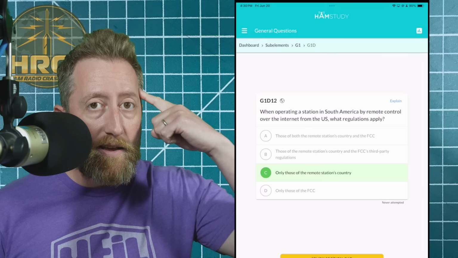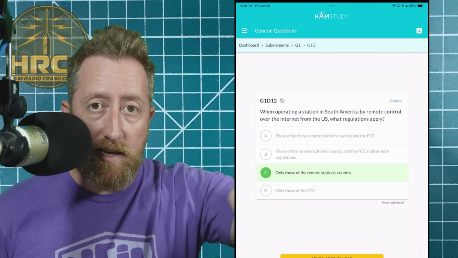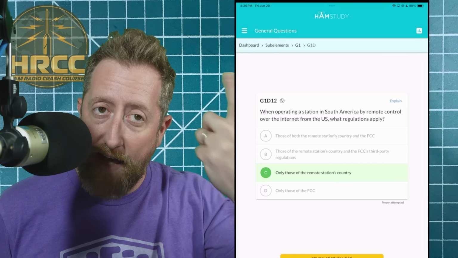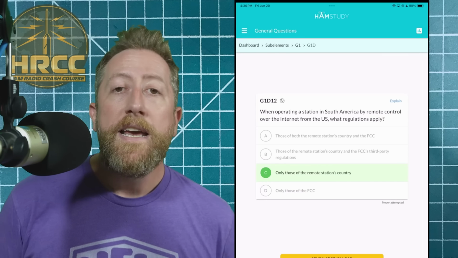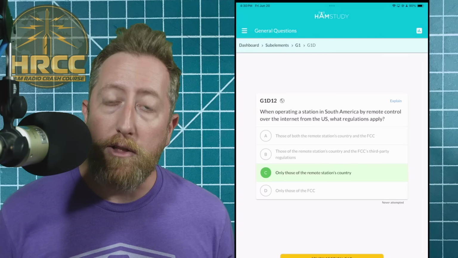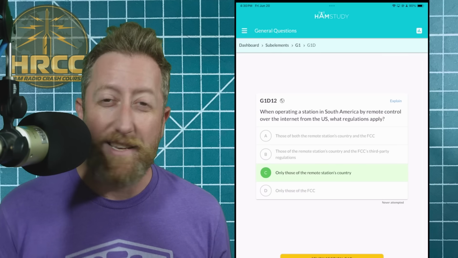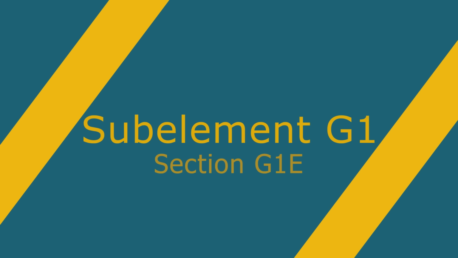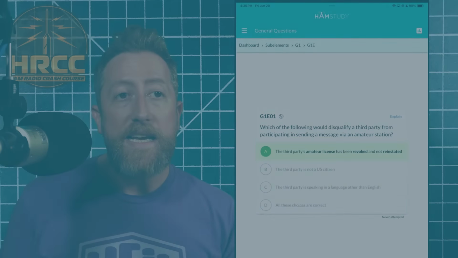So we just did the remote station in U.S. and you're outside the U.S. What do you need? A U.S. license. Here's the flip side. If you figured that one out, this is one of those twofers. If the remote station is in a South American country, you need to follow whatever the rules are of that South American radio station. So there you go. That is the end of section D. We're moving on to E now.